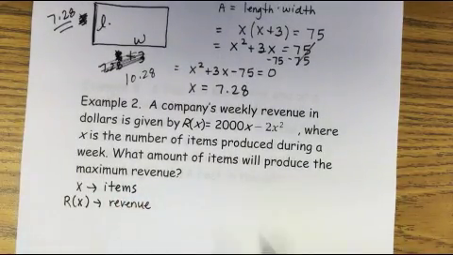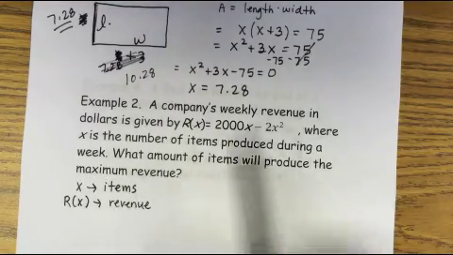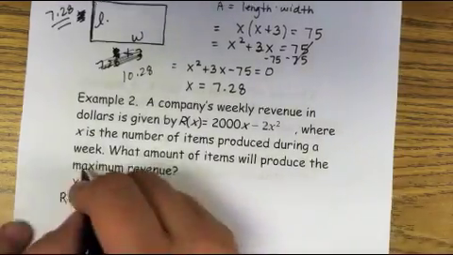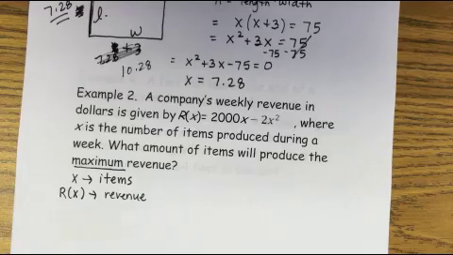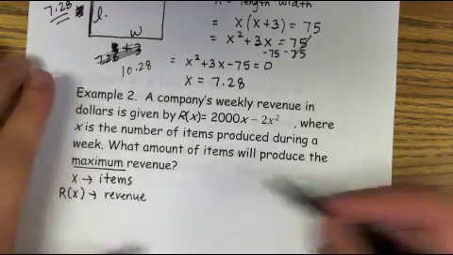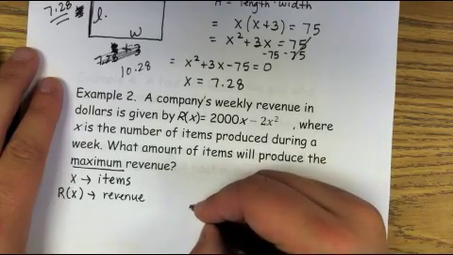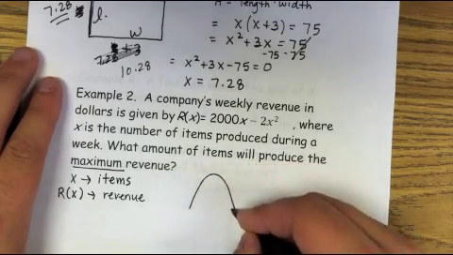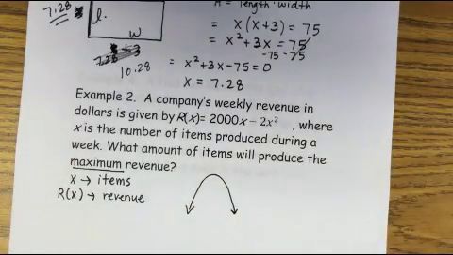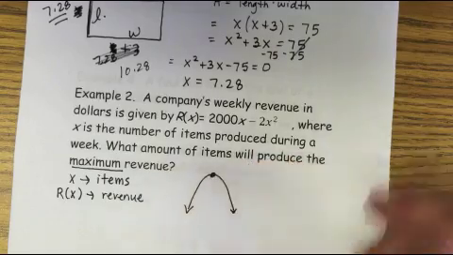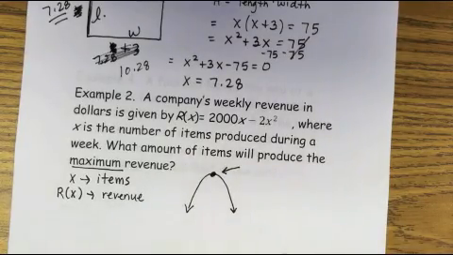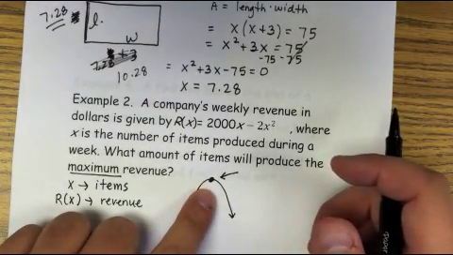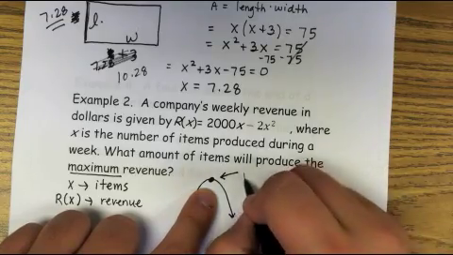Now it says here, what amount of items will produce the maximum revenue? Now, you may remember learning about this word, maximum. That's a key word when you talk about quadratics, which tells you your quadratic is going to do something like this, where you want some sort of maximum point, some point up there. Now, how do you find that point? Do you remember how to do that? First of all, what is that point called? Yes, it's called a maximum, but what's another word for that? Right, the vertex.